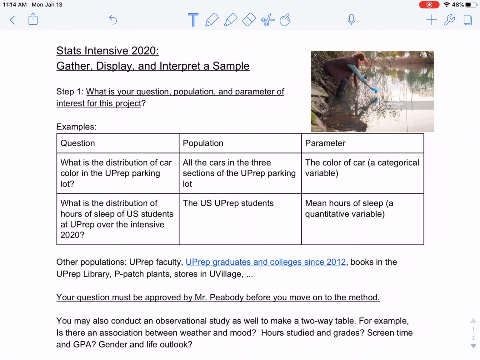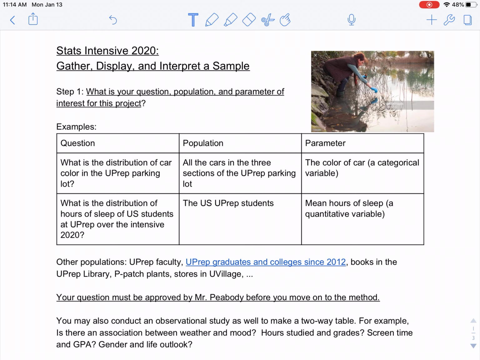But we're moving forward with our statistics class, and the news is good over here in data display, sampling, and experimentation. This is where the fun begins. This is where you're actually going to be doing statistics instead of just charting it and exploring mean, median, and mode and making things on paper or on computer. This is the gather, display, and interpret a sample.